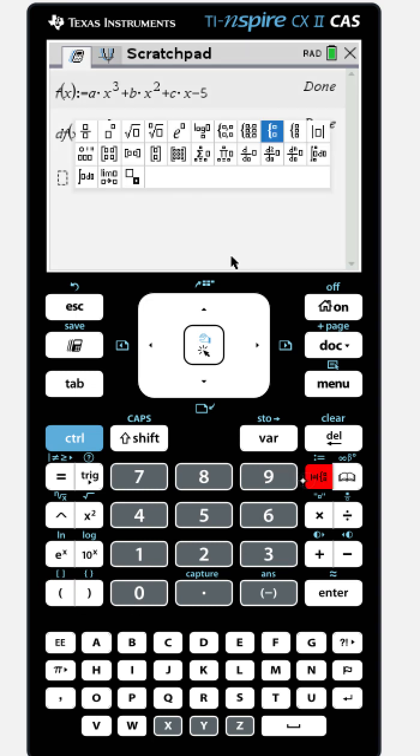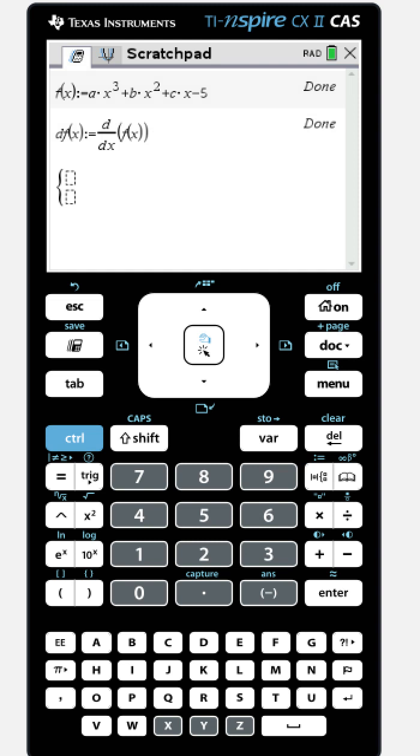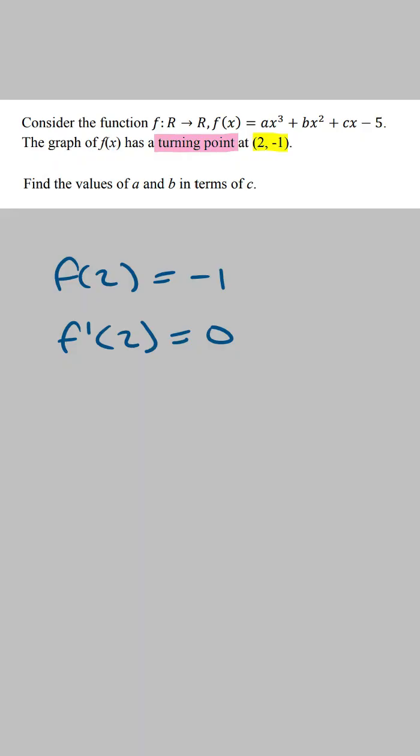And now we set up the simultaneous equation and then solve for the values of a and b. And now solving for a and b. And so therefore the values of a and b in terms of c are: a is equal to (c minus 4) over 4, and the value of b, if we expand the brackets, is going to equal 3 minus c.